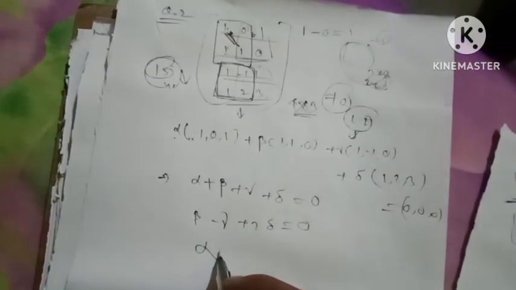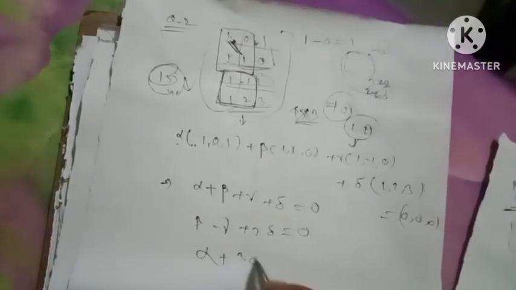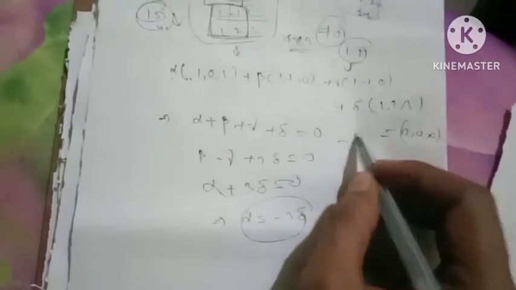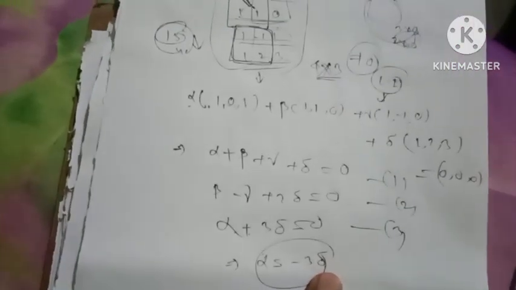So alpha plus delta into 3 delta equal to 0. So alpha plus 3 delta is equal to 0. It means I will write alpha is equal to minus 3 delta. This is equation 1, this is equation 2, this is equation 3. So alpha is equal to minus 3 delta.